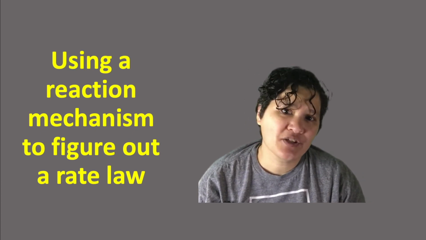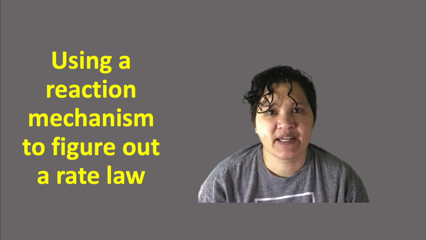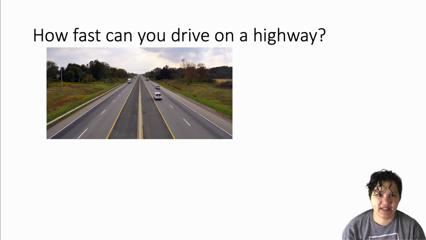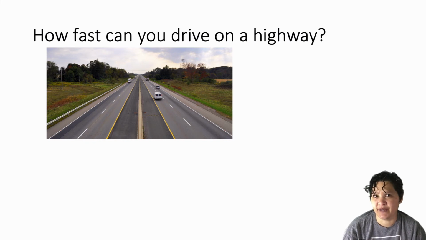Now let's use a reaction mechanism to figure out a rate law. To do that, you need to understand what we call a rate determining step, and that's easiest to understand if we use a metaphor. What determines how fast you can drive on a highway? If I asked you this in class, you'd probably all give me a range of answers like, how good is your car? What's the speed limit? Do you actually care to stay under the speed limit?